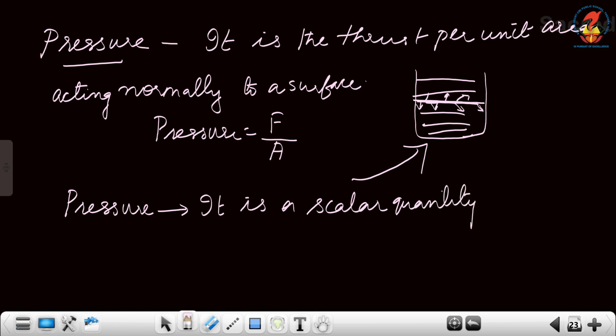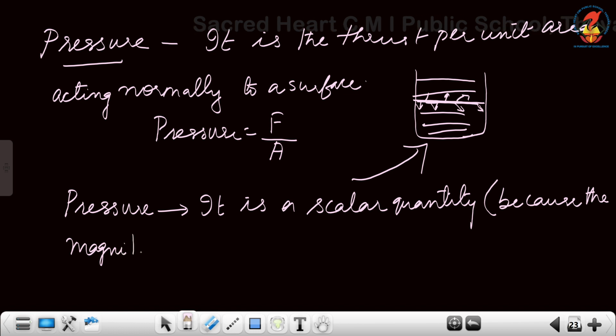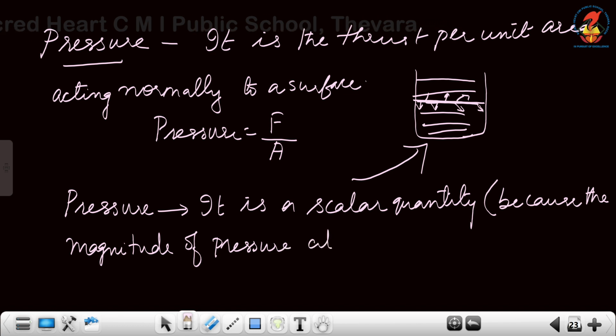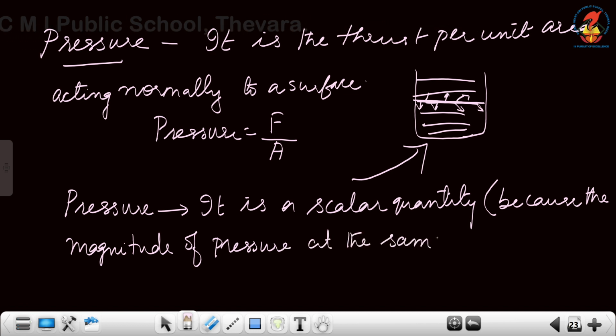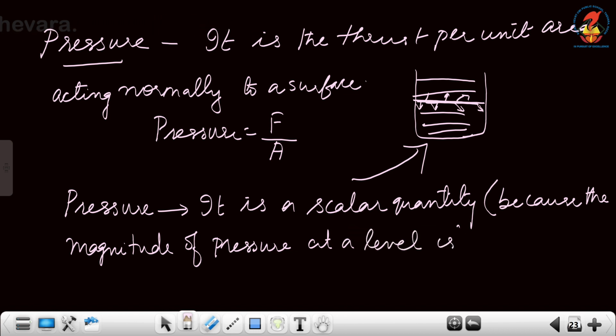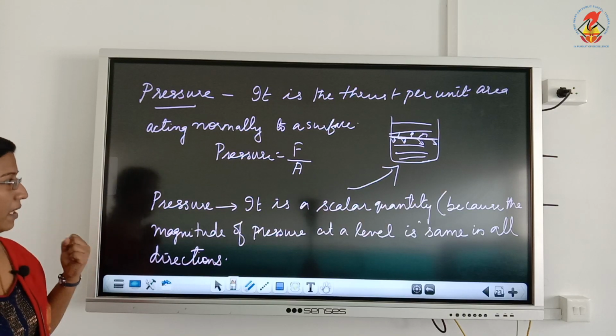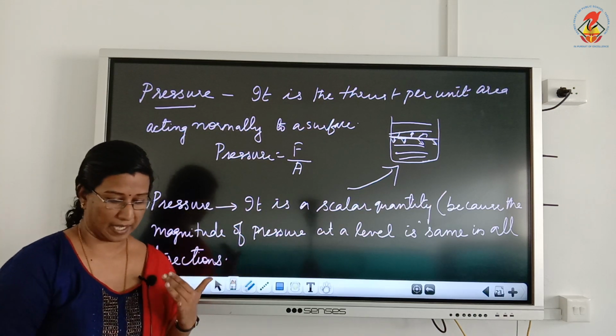Now, why is it a scalar quantity? Why is it not a vector? Because the magnitude of pressure at the same level is same in all directions. So these are the two terms which we mainly use in the case of fluid, that is thrust and pressure.